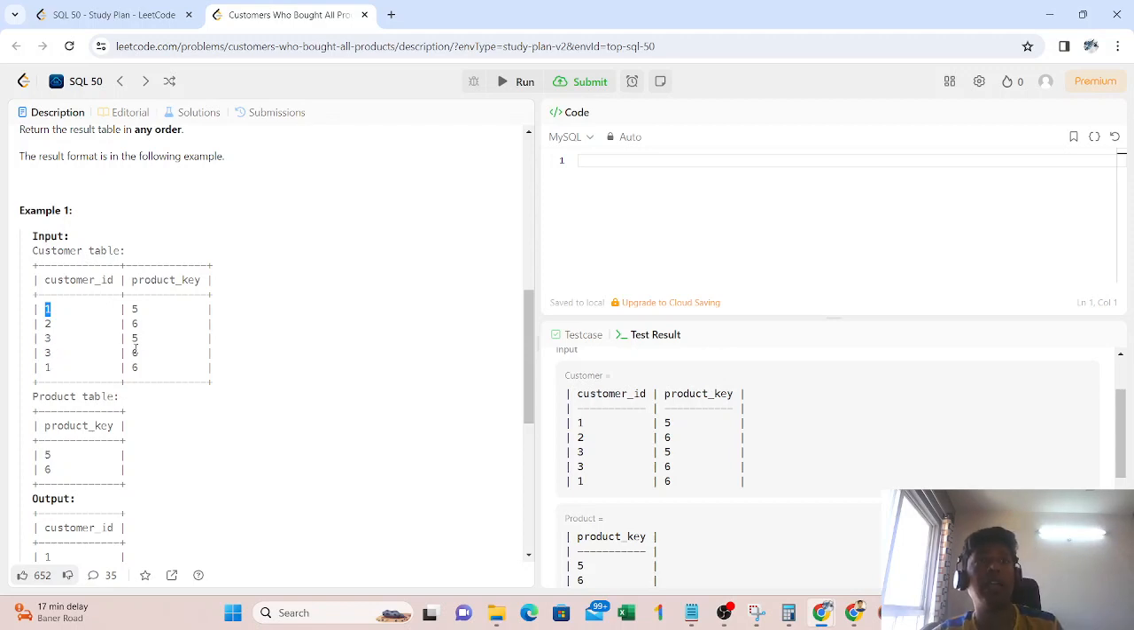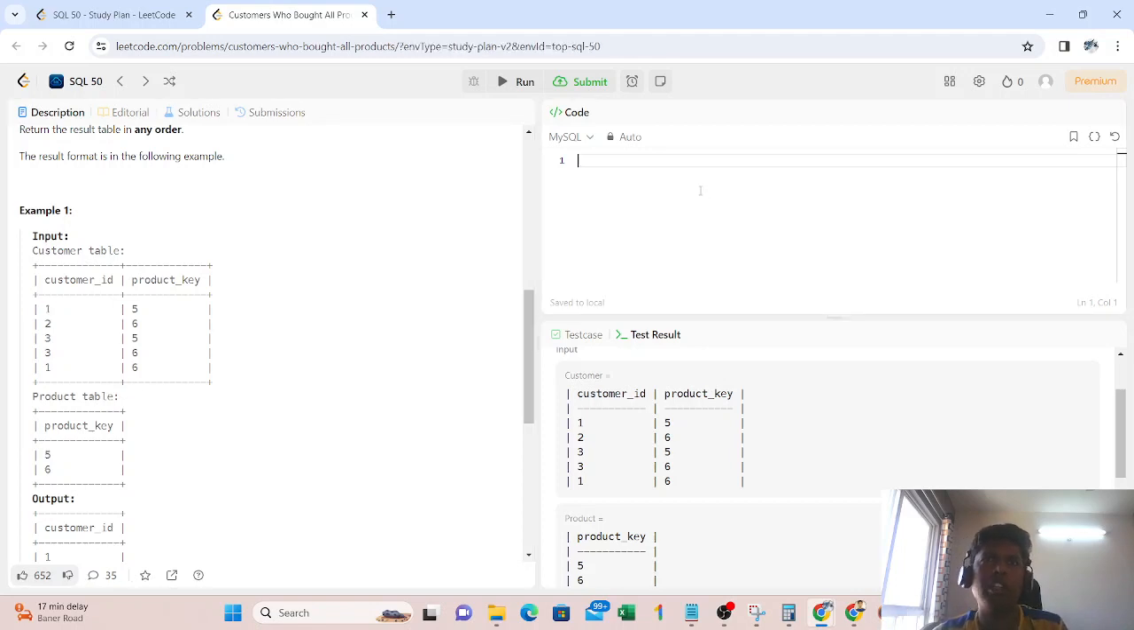Now one question you may ask: suppose the customer has bought product key 5 in both entries, then also the answer will be 2, right? So what I will do is give a count of distinct product key for every group of customer, and we will store this result in a CTE. CTE is a common table expression, which is similar to a temporary table. There are slight technical differences, but for now you can consider it as a temporary table.